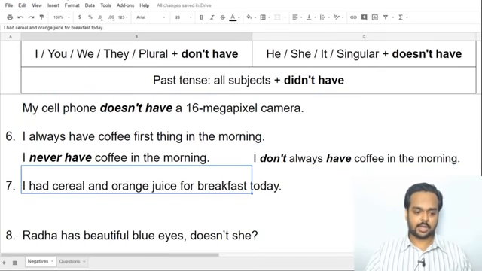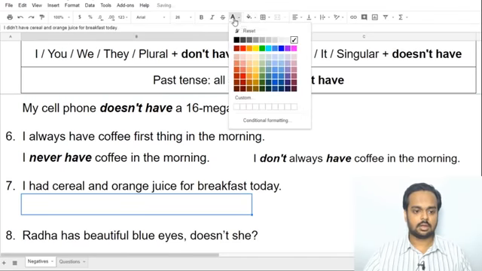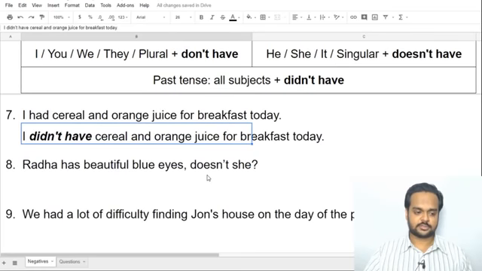I had cereal and orange juice for breakfast today. Past tense. So what should we say? Very easy. Didn't have for all subjects. I didn't have cereal and orange juice for breakfast today.